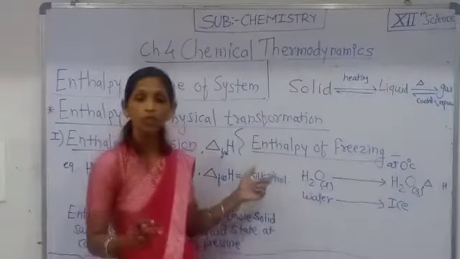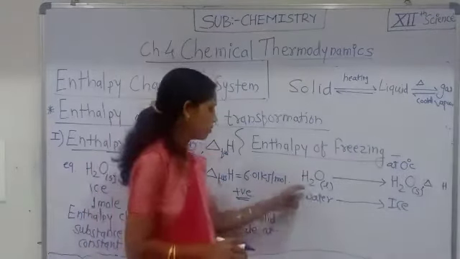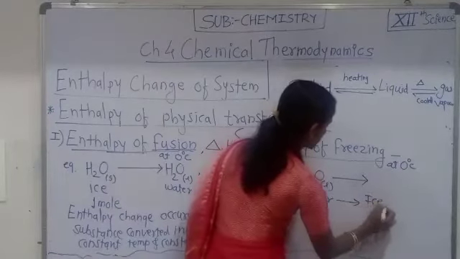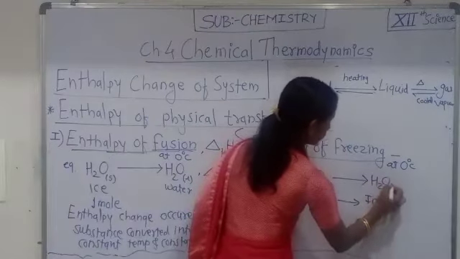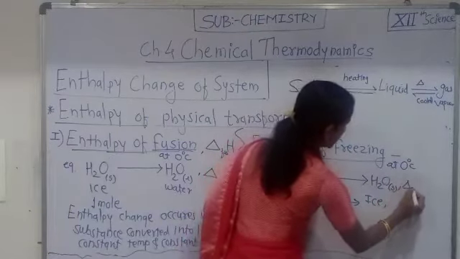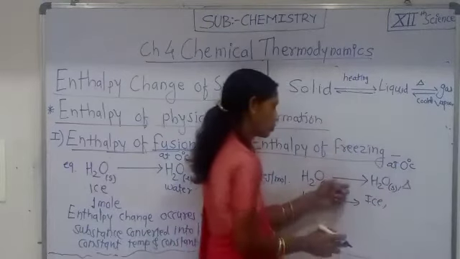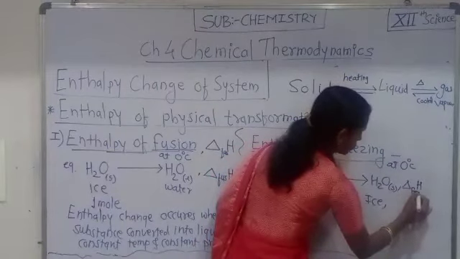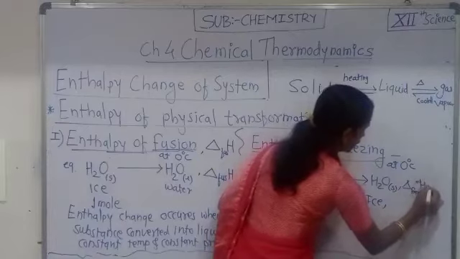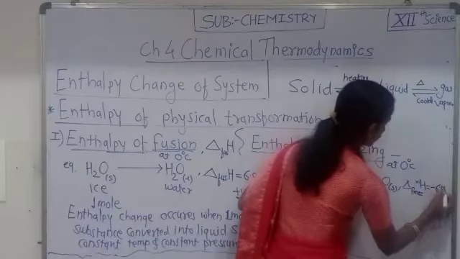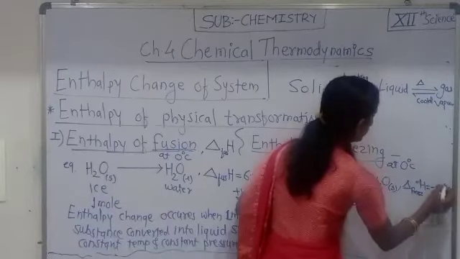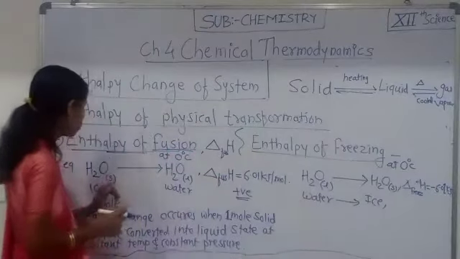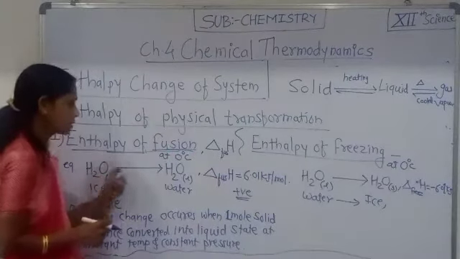That enthalpy is known as the enthalpy of freezing of water, because here liquid water is converted into ice. The enthalpy change related with that process is called enthalpy of freezing, and that is minus 6.01 kilojoule per mole, because freezing of liquid water is the reverse process of fusion of ice into water.